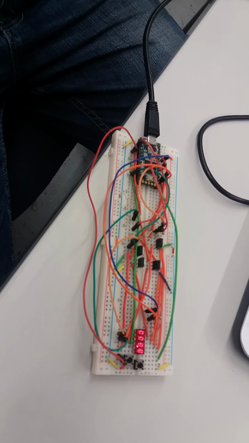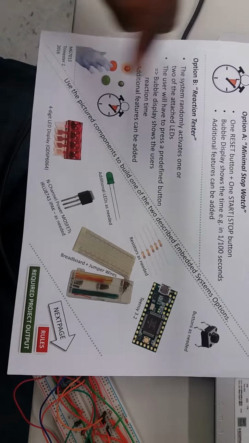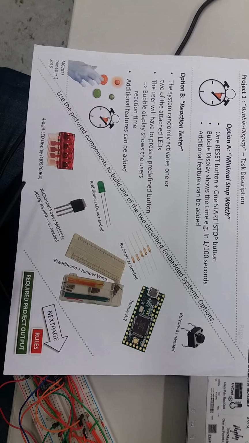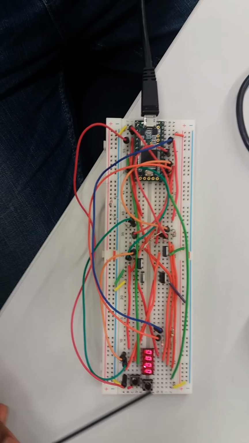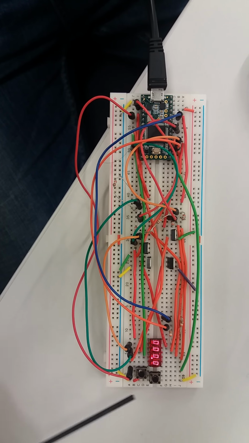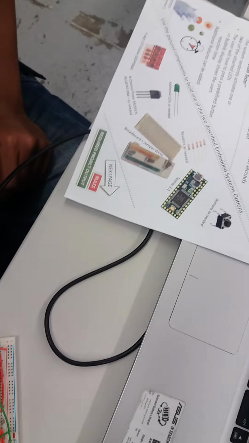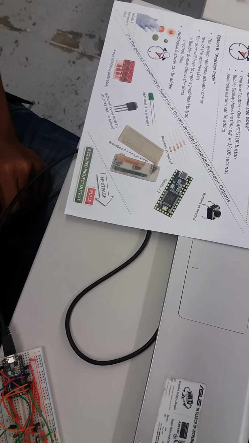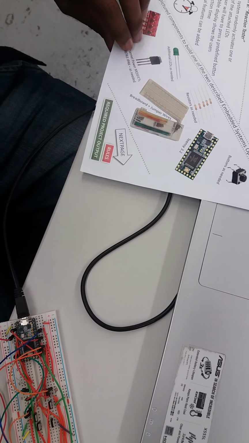So let's look at the project requirements. You have given us two options to go with, either a minimal stopwatch or a reaction time tester. I have decided to go with a minimal stopwatch. The basic requirements for a stopwatch are to have two buttons, one assigned for the reset operation and one for start and stop operations. Other requirements are that the timing should be 1/100th of a second accurate, and that should be consistent for at least 10 seconds.